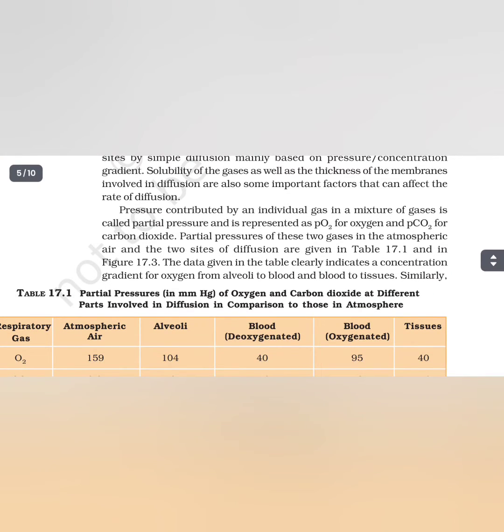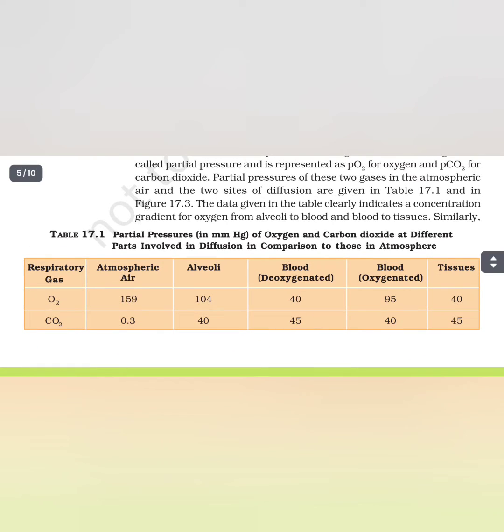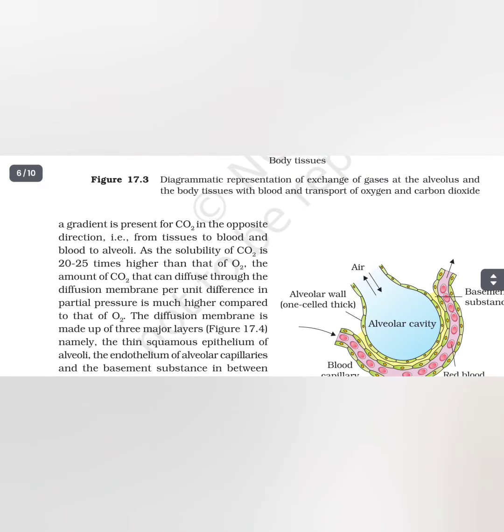Pressure contributed by an individual gas in a mixture of gases is called partial pressure and is represented as pO2 for oxygen and pCO2 for carbon dioxide. Partial pressure of these two gases in the atmospheric air and the two sides of diffusion are given in Table 17.1 and in Figure 17.3. The data given in the table clearly indicates a concentration gradient for oxygen from alveoli to blood and blood to tissues. Similarly, a gradient is present for CO2 in the opposite direction, that is from tissues to blood and blood to alveoli.